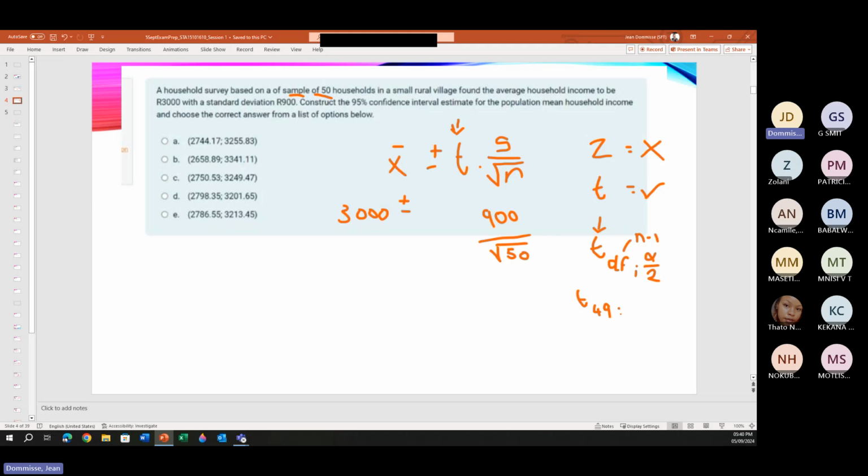And we know that for alpha is 0.05. So 0.05 divided by 2. Okay, which will be 0.025 when we get to it, but so we need to get to the t table. So let me just open it, that we can go into it.